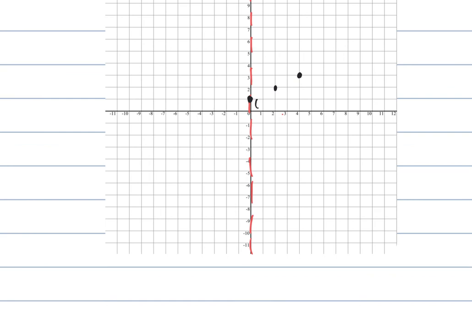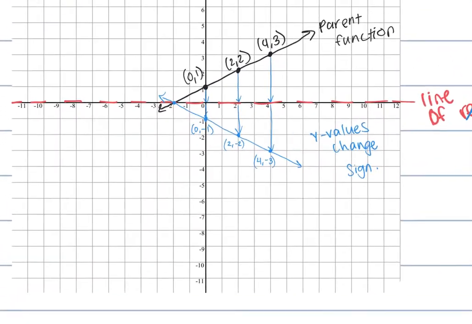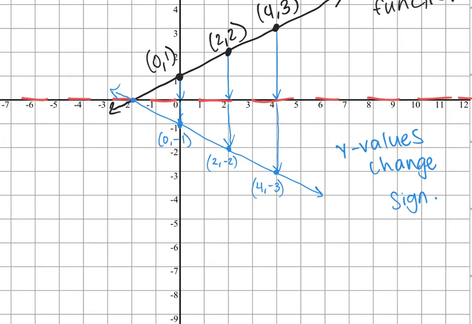Copy it over. 0, 1, 2, 2, and 4, 3. Draw that line through them. Boom, bada bing. Okay. Now, in the previous one with the reflection over the x-axis, we changed the sign of the y coordinates, right? So 0, 1 became 0, -1. 2, 2 became 2, -2. And 4, 3 became 4, -3. Do you guys see that?